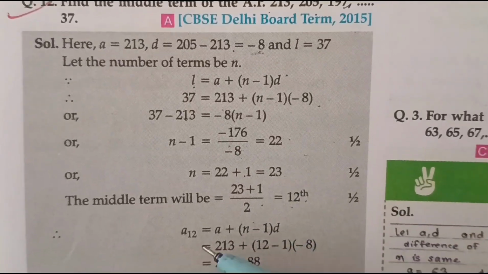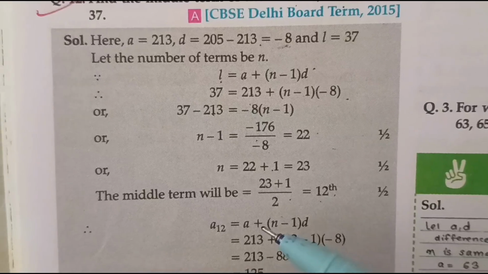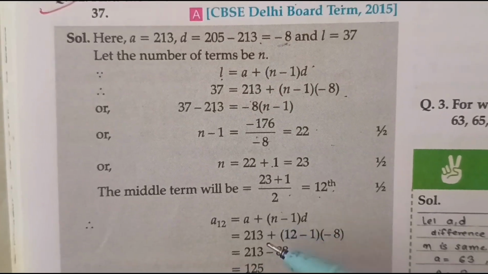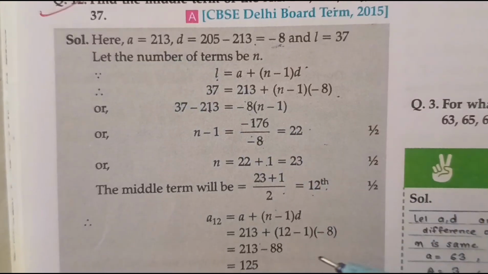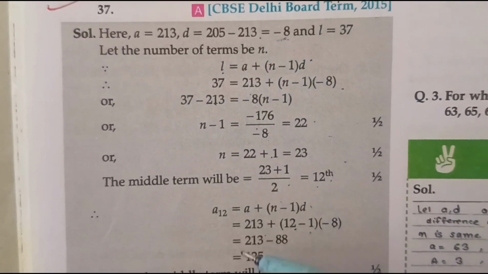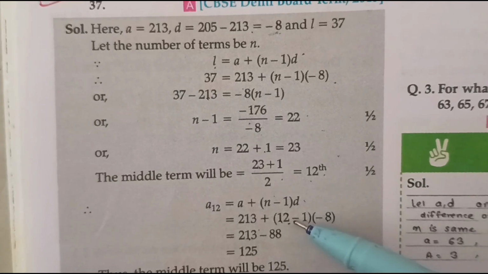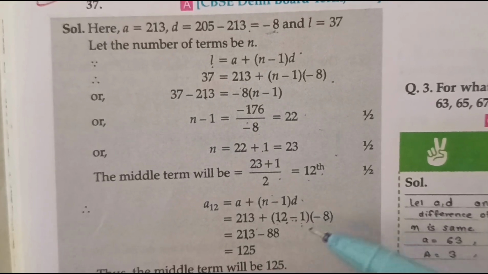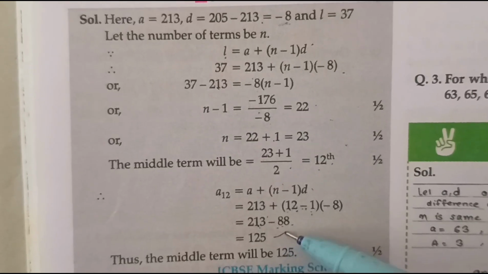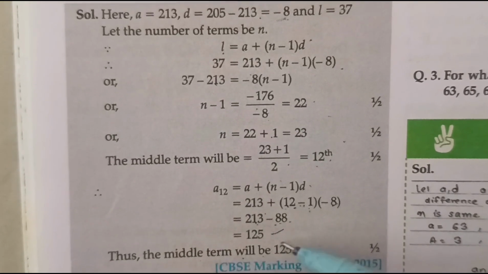We have to find the 12th term value. The 12th term is equal to A plus (N minus 1) D. In place of A, substitute the value 213. N is 12, so 12 minus 1. D value, you know, is minus 8. 213 as it is, 12 minus 1 is 11. 11 times 8 is minus 88. When you subtract 213 minus 88, we get 125. Therefore, the middle term will be 125.